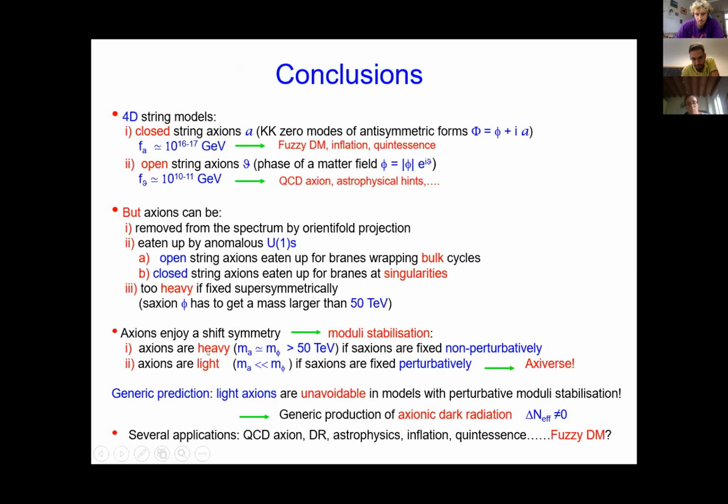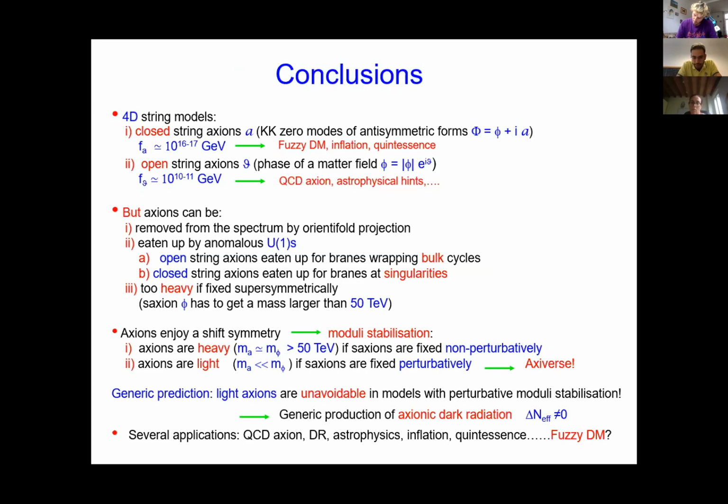So as I said, they can be heavy, which means heavier than 50 TeV if the saxions are fixed perturbatively, but if the saxions are fixed by using non-perturbative effects, the axions will be exponentially lighter than the saxions, and so they could very easily reach regions where they are of order 10^-22 electron volt, for example, which is good for fuzzy dark matter. And on top of that, from string theory, in general, you get a plethora of these axions, giving rise to an axiverse.